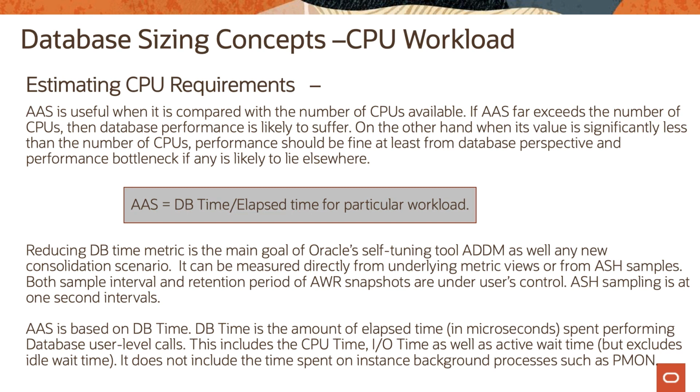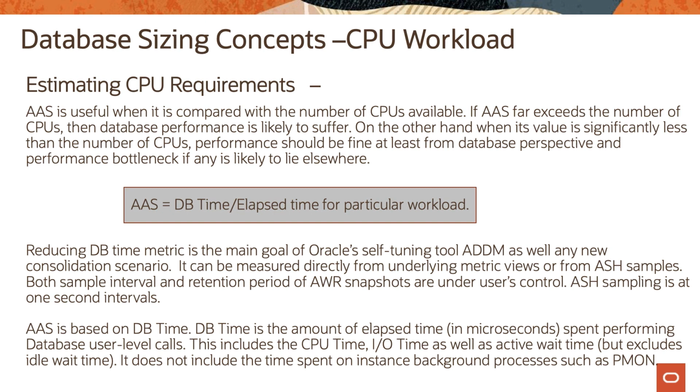and if there are any performance bottlenecks, they are likely to lie in some other places. Average active session is DB time over elapsed time for a particular workload, and reducing the database time metric is the main goal for Oracle's self-tuning tool ADDM as well as any new consolidation scenario. It can be measured directly from the underlying metric view from active session history samples.